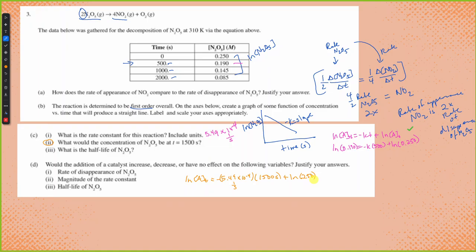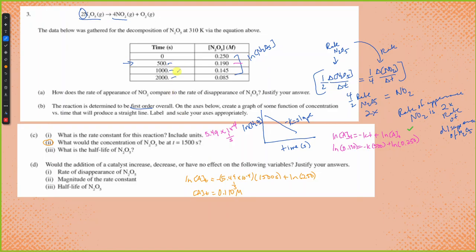-4 times 1500 plus ln 0.25, and got to e to the x that one. Make sure that you do that. So I'm getting concentration at the 1500 seconds to be 0.110. It comes out like 0.097, so molar, don't forget your unit.